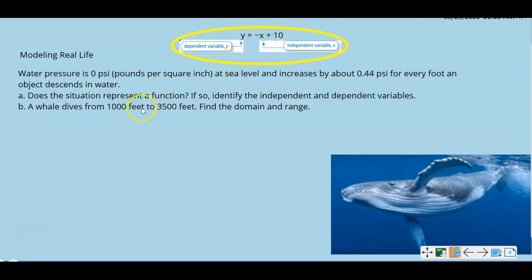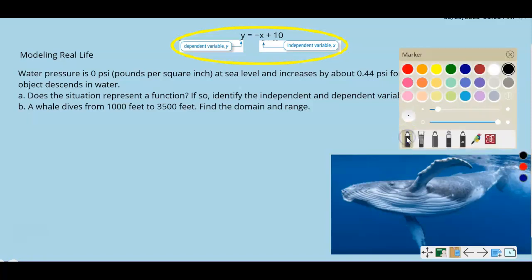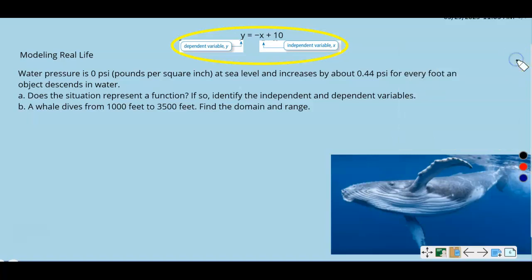All right, so part B: a well dives from 1,000 to 3,500 feet. Find the domain and range. This is going to be easiest if we just look at this like an equation. So let's look at setting this up as an equation.